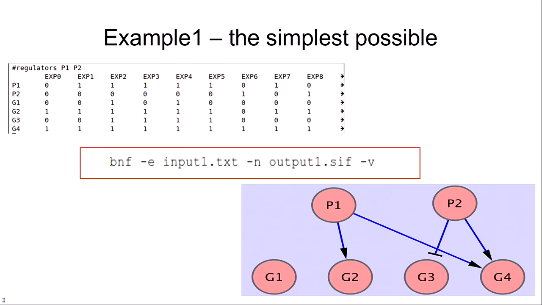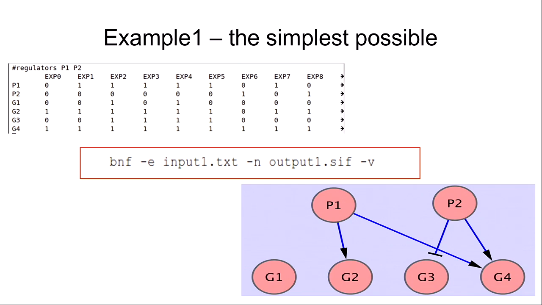So how does it look like in an example? The simplest possible is basically we have two variables, P1 and P2, that are so-called regulators in this case. You can see it in the very top. This is the text file that is in the input.